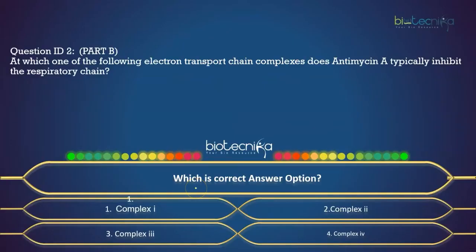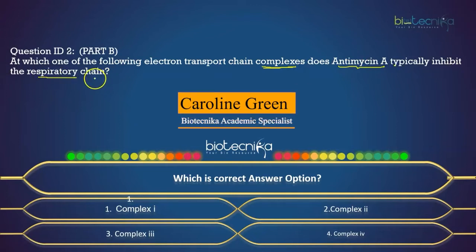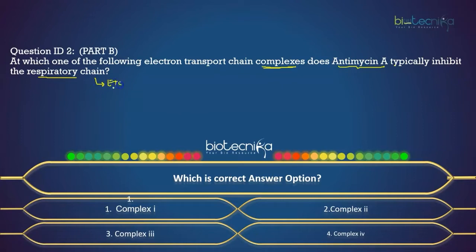So the first question: at which of the following electron transport chain complexes does antimycin A typically inhibit the respiratory chain? Yes, we know ETC is otherwise called the respiratory chain because almost 70% of the oxygen is utilized here, which means oxygen is the final electron acceptor. Now the question for us is, antimycin will inhibit which complex? It's a direct question. So the answer is complex number 3. So we'll understand how this actually comes.